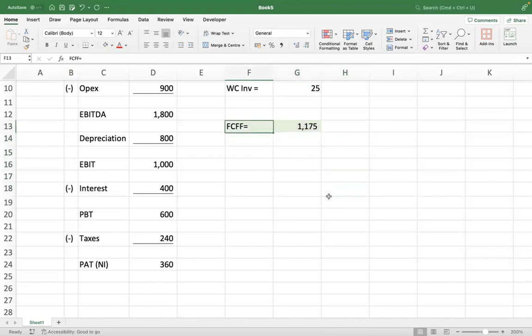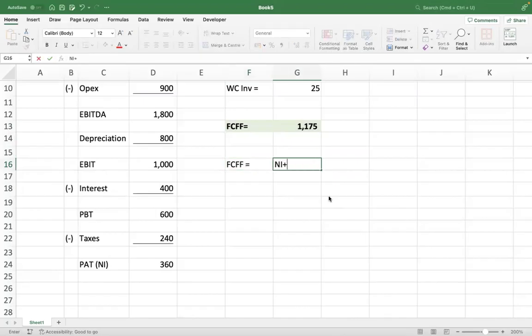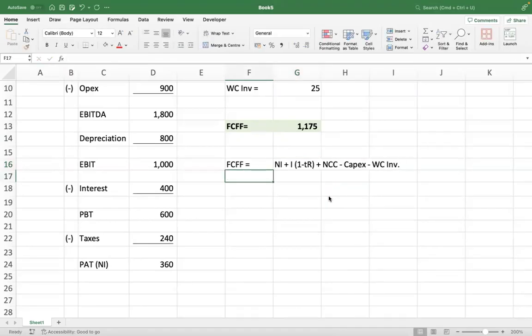Now, the formula that I told you is here: net FCFF is equal to net income plus I into 1 minus tax rate plus non-cash charges minus capex minus working capital investment. Right? So this NI plus I into 1 minus TR is nothing but your NOPAT. Now what we will do is we will take two connotations of this.